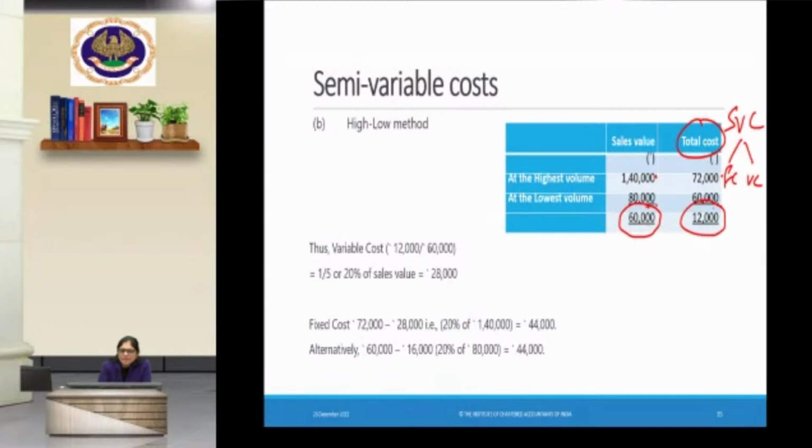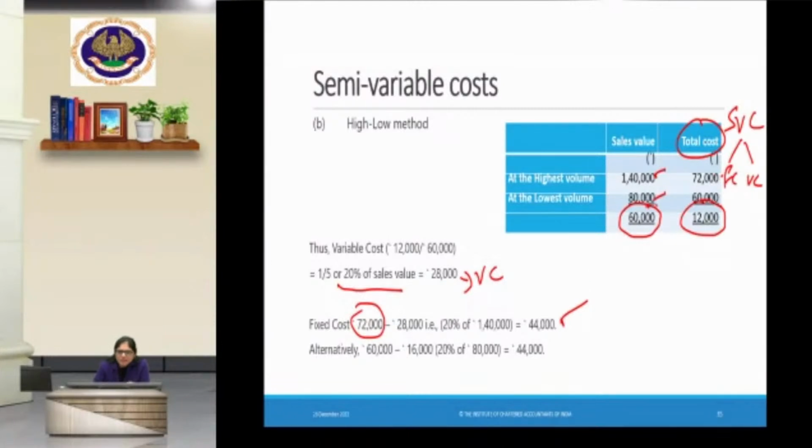So 12,000 divided by 60,000, cost divided by sales value. That means the variable cost is 20% of sales value. 20% of sales value means 140,000 into 20% and 80,000 into 20%. So 140,000 into 20% is 28,000. This is the variable cost. If I deduct the variable cost from the total cost, I get the fixed cost, right?